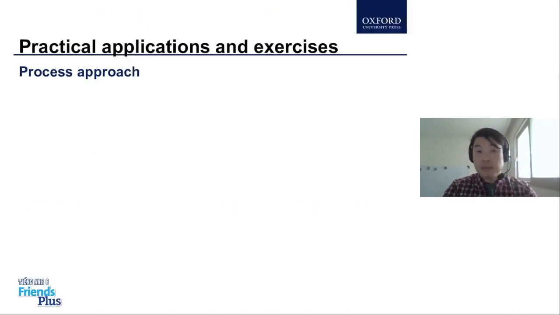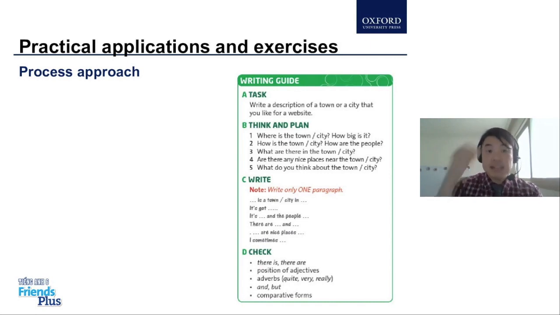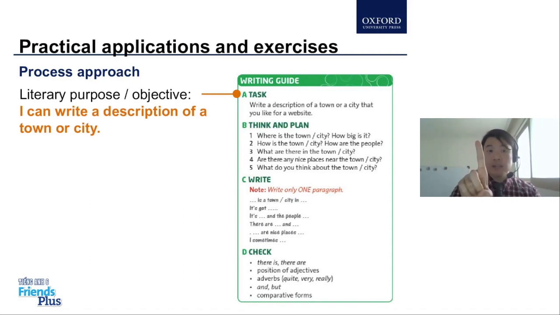Now, with the process approach, it's very, very similar, but with the process approach in the writing section, the process is going to have our students understand how to get from the beginning to the end. Now, the first part is we already know our objective. We know this already. The task is I can write a description of a town or city.